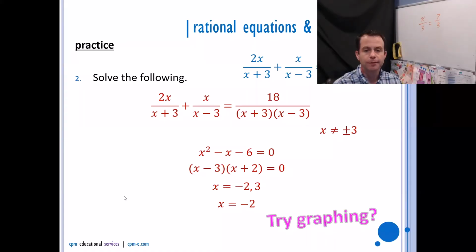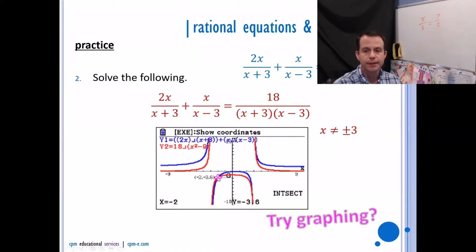Okay, and the graph you should have gotten looks like this. And you can see only the one intersection point there at x equals -2.